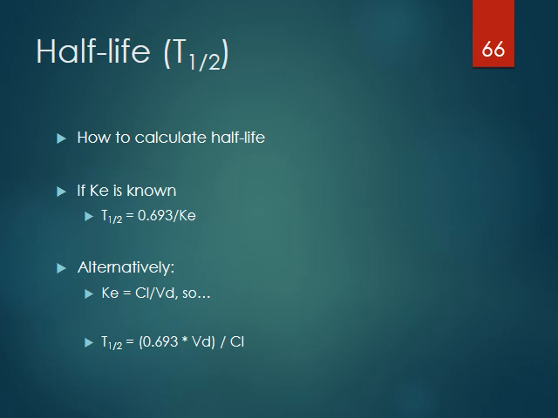Another way that we could look at that is that because we know that Ke equals our clearance over our Vd, we can substitute that in to say that half-life equals 0.693 times our volume of distribution over clearance. So based on that, we can make some jumps in logic based on a drug's clearance and Vd, what effect that's going to have on our half-life.